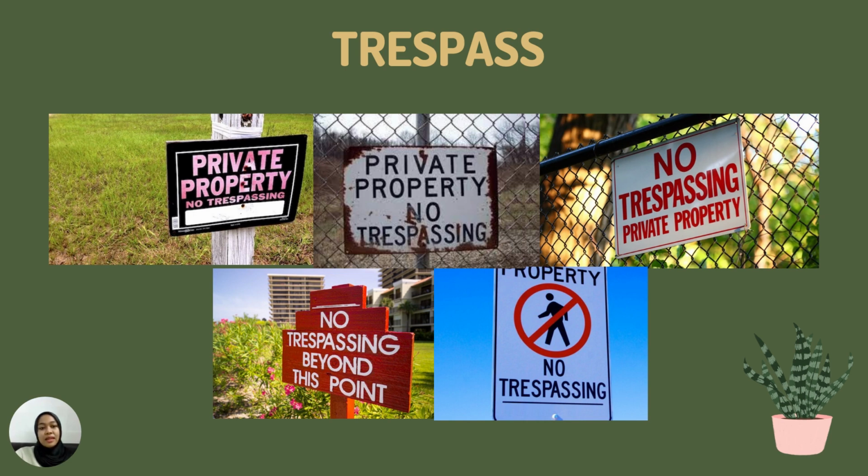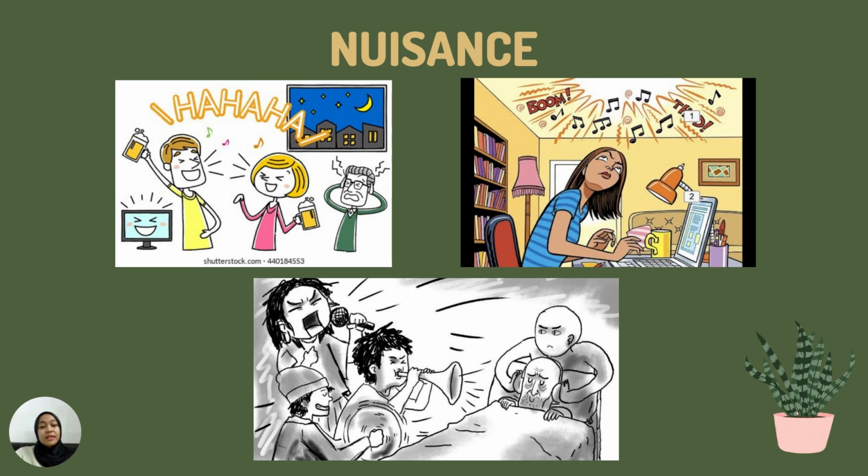Next, this is an example of trespass. This signboard is usually placed at the front gate. When we have this signboard, we can avoid trespass to land from happening. And this is an example for nuisance. This nuisance is mostly occurring in the neighborhood.